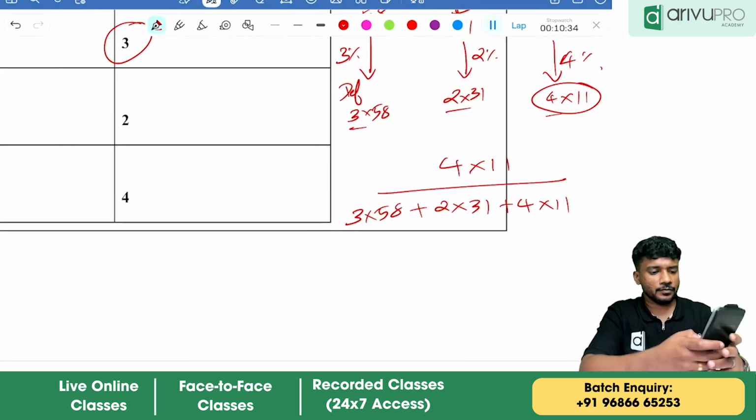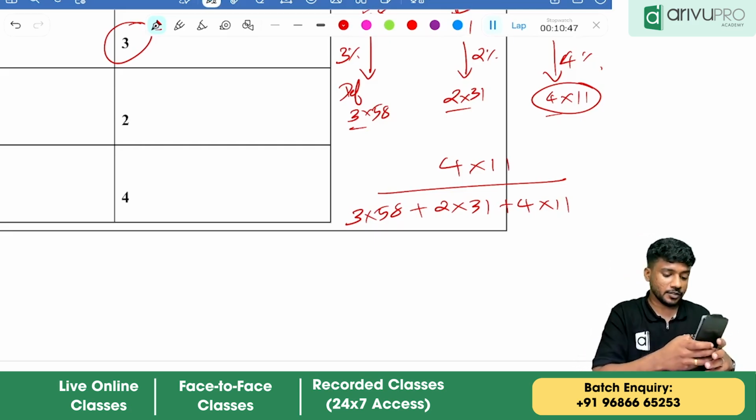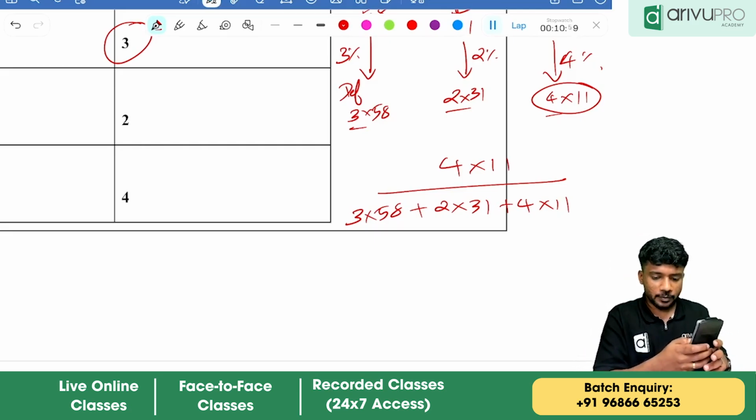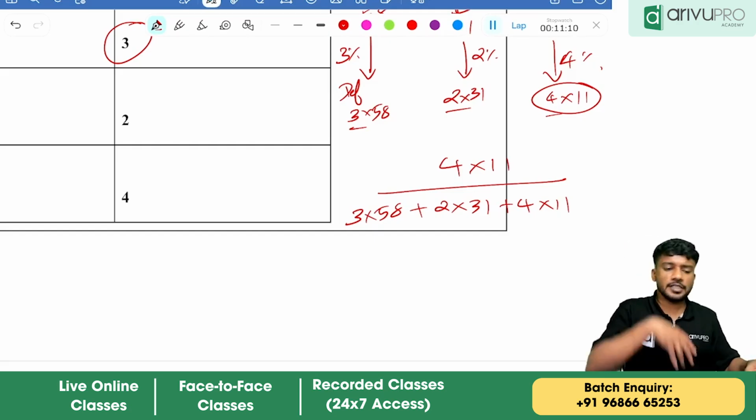Clear off everything. So 44 divided by bracket of 3 into 58. Then bracket of bracket you can put. Okay, 2 brackets should be put. So 44 divided by bracket of bracket 3 into 58, close the bracket, plus 2 into 31, close the bracket, plus 4 into, so you put the bracket, then 4 into 11 and close the bracket multiple times and get me the answer. How much are you getting?